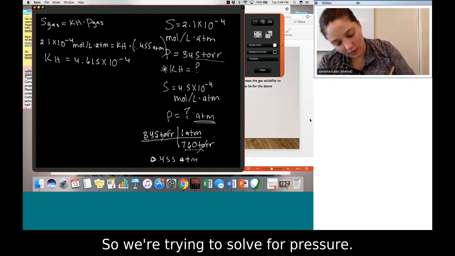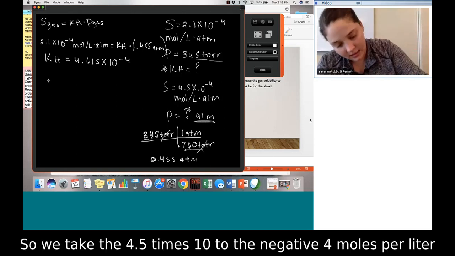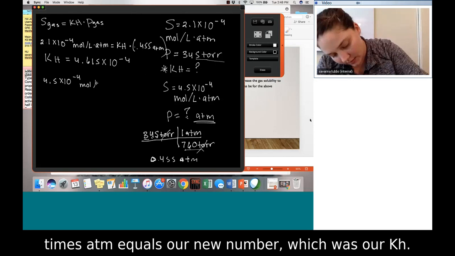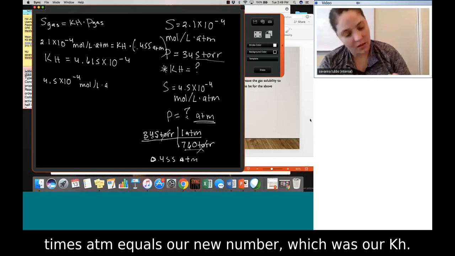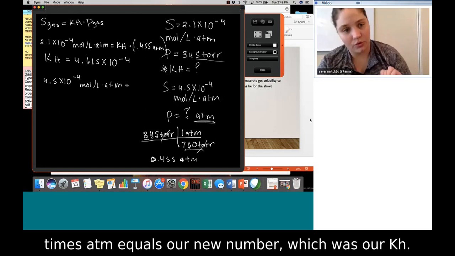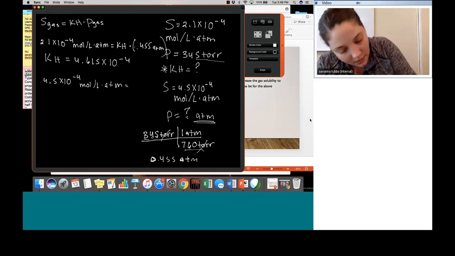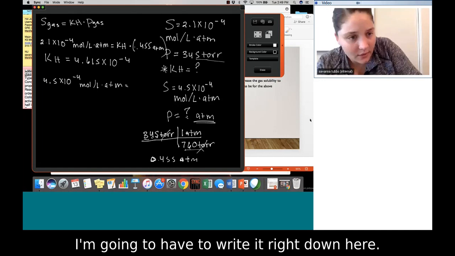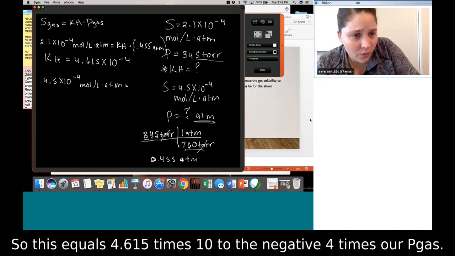So we're trying to solve for pressure. So we take the 4.5 times 10 to the negative 4 moles per liter times ATM equals our new number, which was our KH. I'm going to have to write it right down here. So this equals 4.615 times 10 to the negative 4 times our P gas.